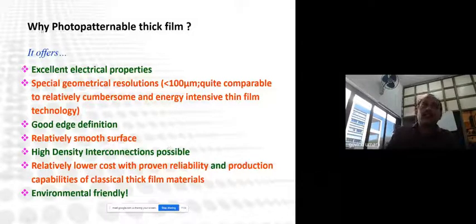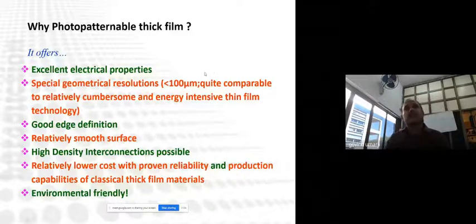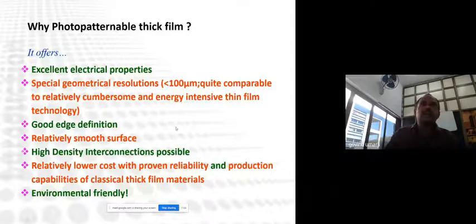So why do we require photo patterning thick film technology? Yes, this requires photo patterning because it has excellent electrical properties, and special geometrical resolution less than 100 micron, quite comparable to thin film technologies. And energy, because these are the high cost equipments we require for thin film technologies. Energy is required, a turbo pump is required. So this cannot be possible using standard thick film technology.